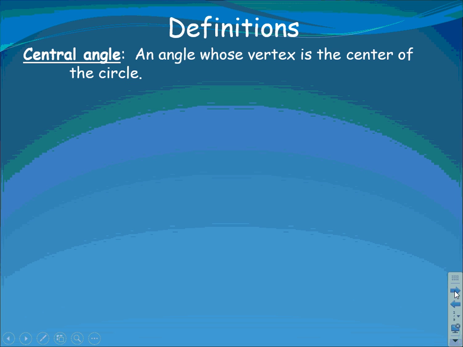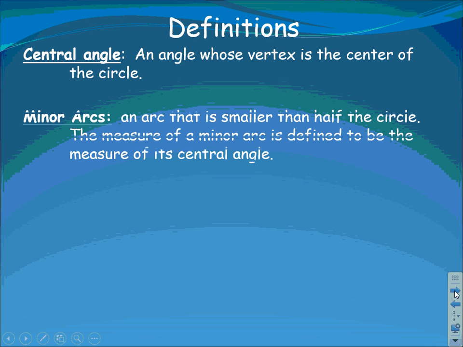So clearly it's the angle that's in the center of the circle. The more mathematical way to say that is you're looking for the angle whose vertex, remember that's where the two segments or the two rays meet, is the center of the circle. So your central angle is just in the middle of the circle.